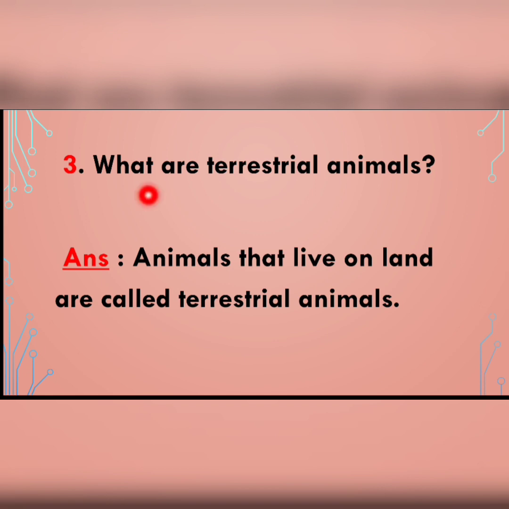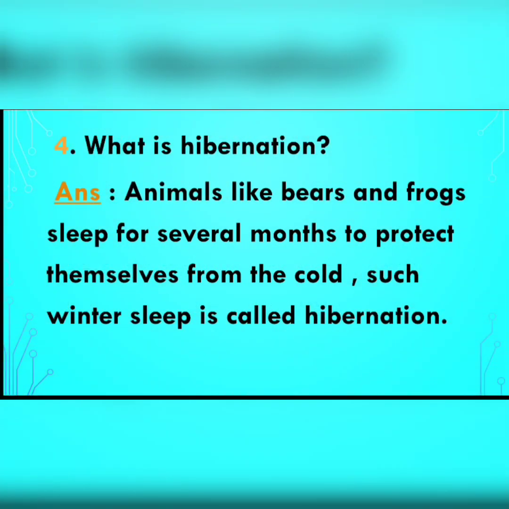The question is, what are terrestrial animals? The answer of this question is, animals that live on land are called terrestrial animals. So this much is the answer of question number D3. Next, question number D4. The question is, what is hibernation? The answer is, animals like bears and frogs sleep for several months to protect themselves from the cold. Such winter sleep is called hibernation. Okay, this much is the answer of question number D4.